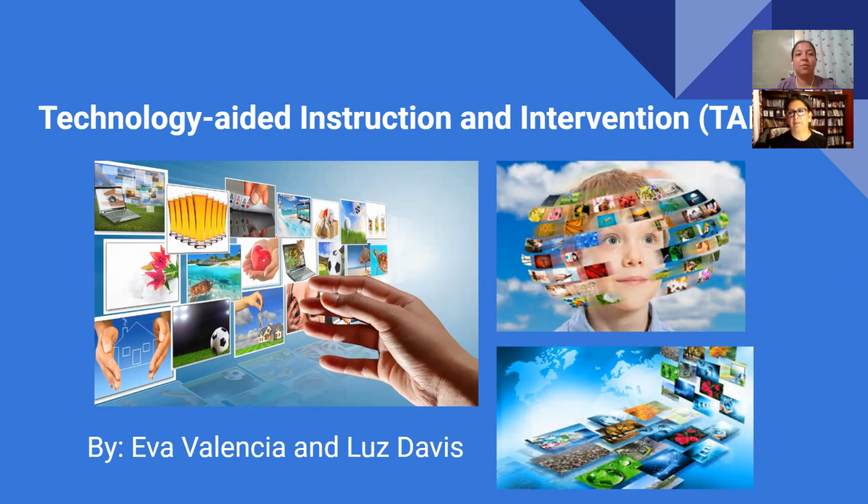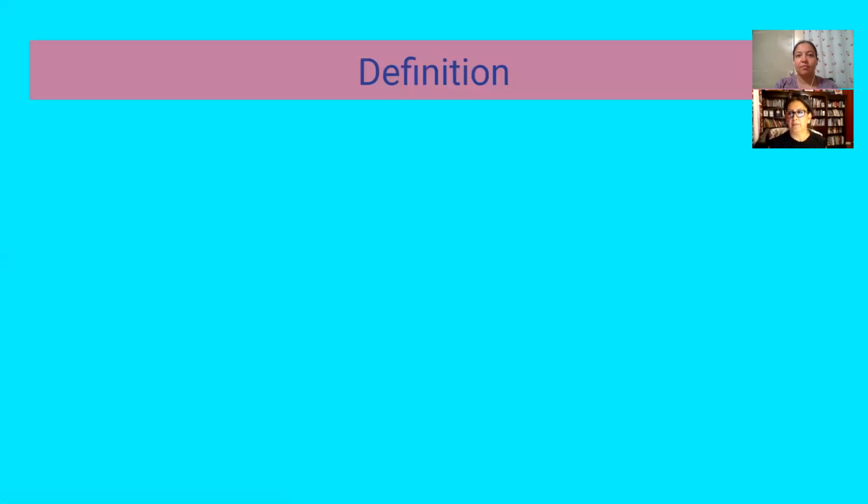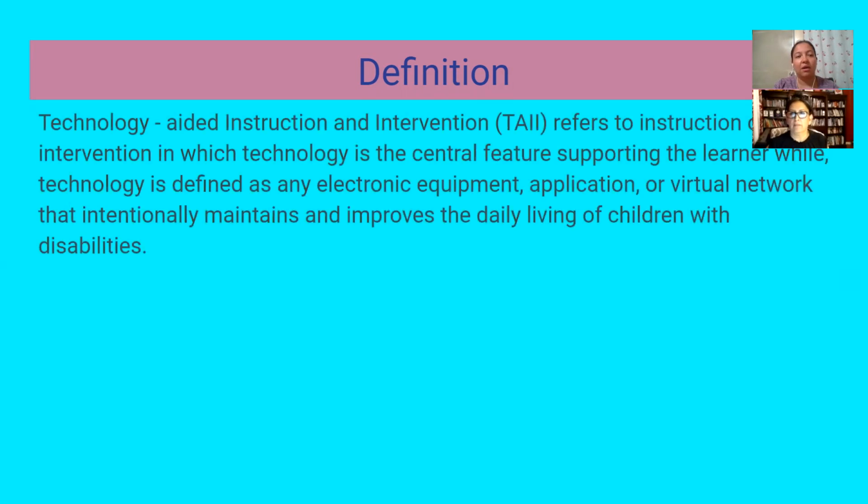Today we're presenting the webinar for Technology Aided Instruction and Intervention, TAII. The definition before used to be computer aided instruction and speech generating devices. And right now it's Technology Aided Instruction and Intervention, TAII, which refers to instruction that uses technology, and technology is the central feature to support the student learning. Technology is defined as any electronic equipment, application, or virtual network that intentionally maintains and improves the daily living of children with disabilities.